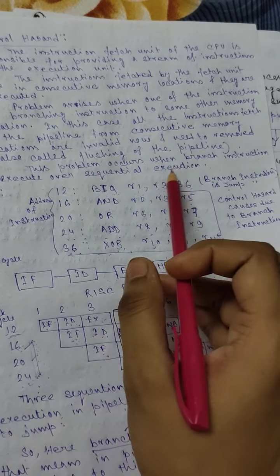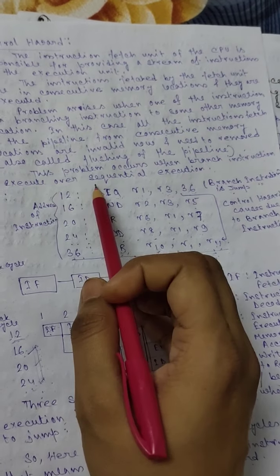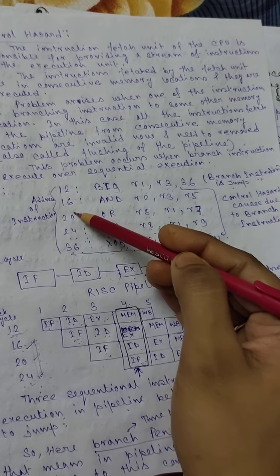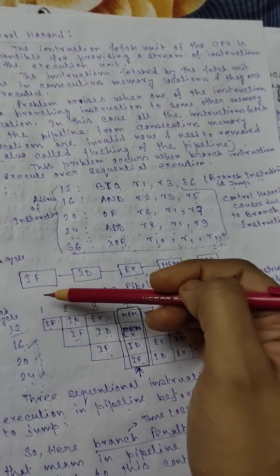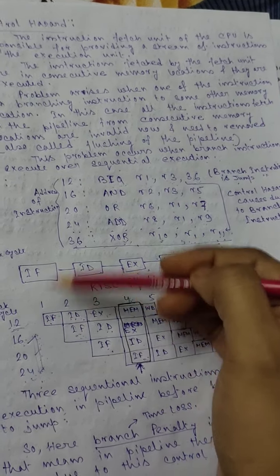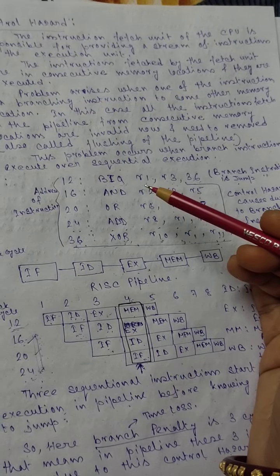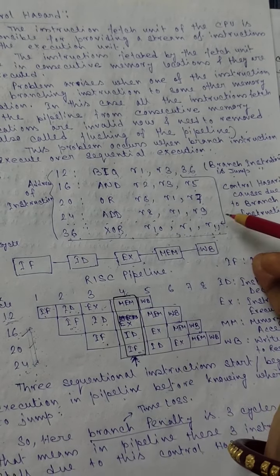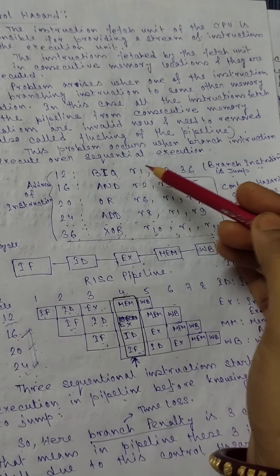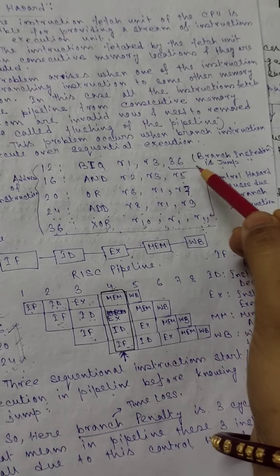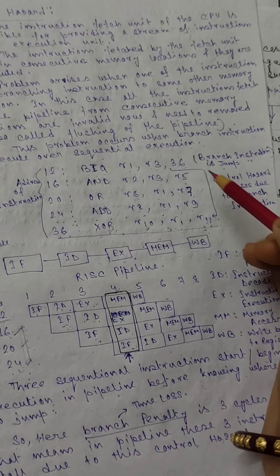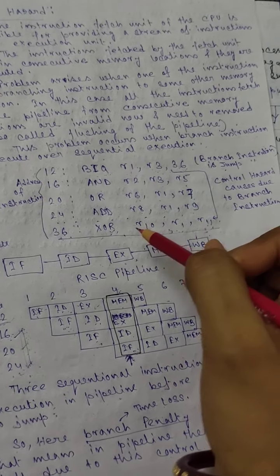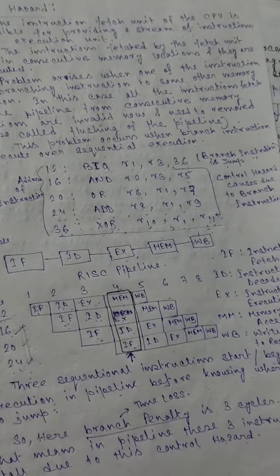And this problem occurs when a branch instruction interrupts sequential execution. In pipelining, all instructions are performed in sequential order, but when a branch or jump instruction occurs, it means you have to jump. If it is equal, you have to jump to 36. That means you have to jump to another instruction. So here control hazard occurs.